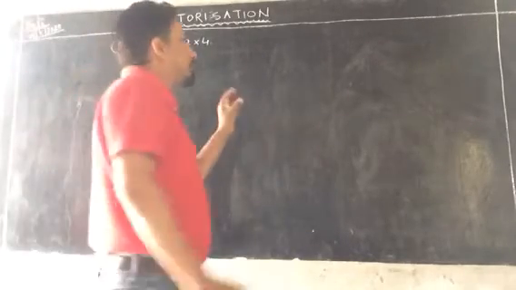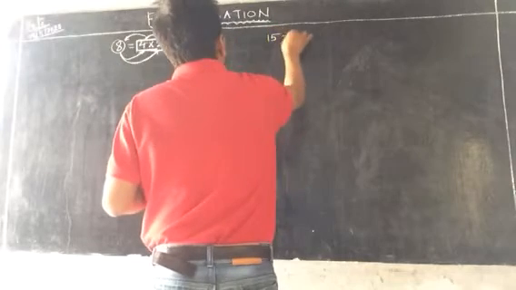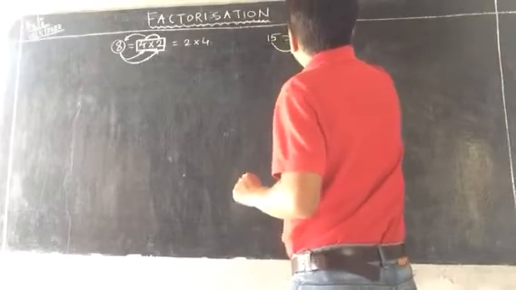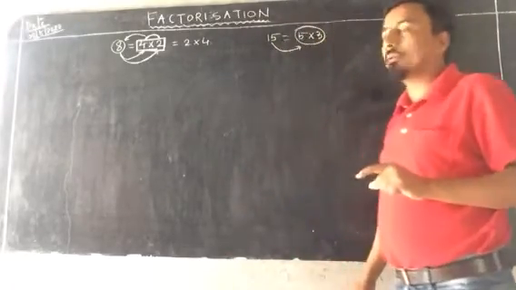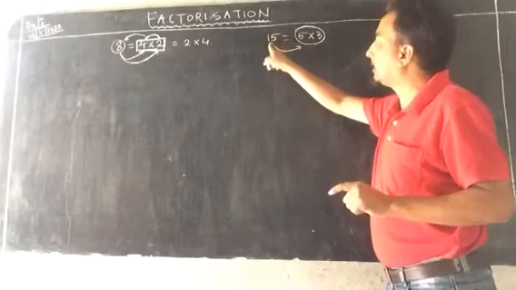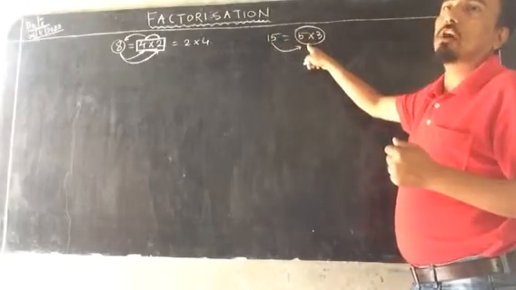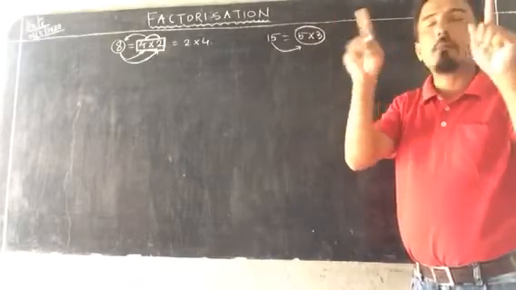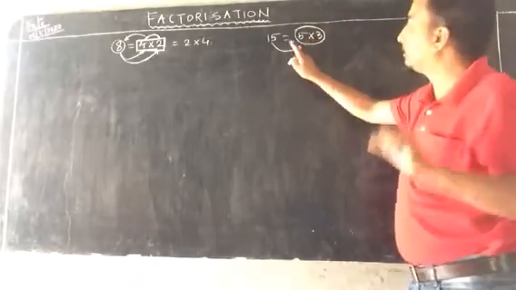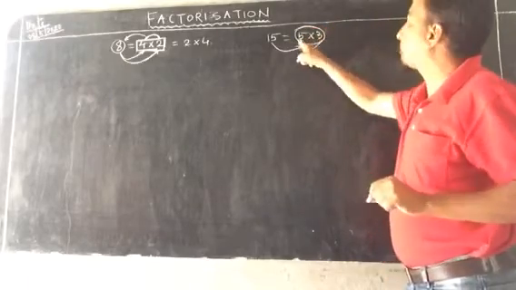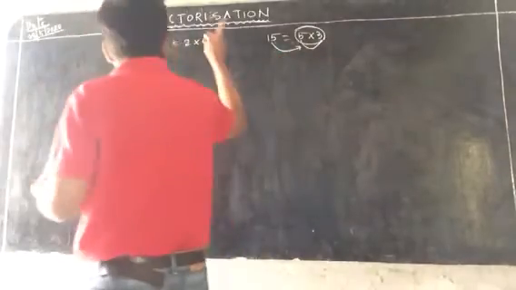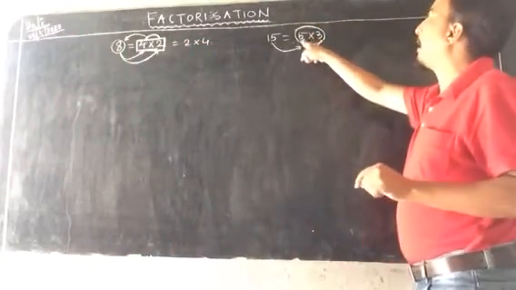In a simple way, like 15: if I write 5 multiply 3, I have converted 15 into the form of product. I have split 15 into the form of product. To split any number into a form of product is known as factorization. This product form of 15, 5 and 3, is the factorization of 15.